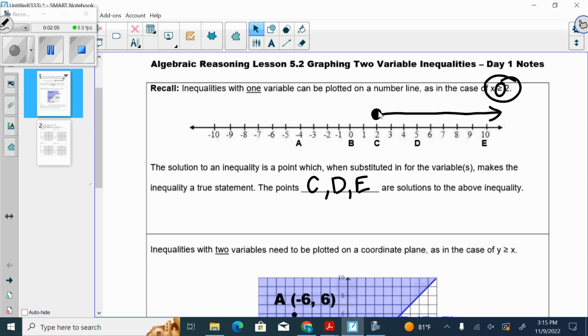Okay. So keeping that information in mind, we are now going to graph inequalities on a coordinate plane. So instead of just being on a number line that runs left and right, we're now going to be on a coordinate plane with an x and y axis. Okay? So we'll have to graph a line like y equals mx plus b, and then figure out if the inequality is greater than or less than and shade above or below.